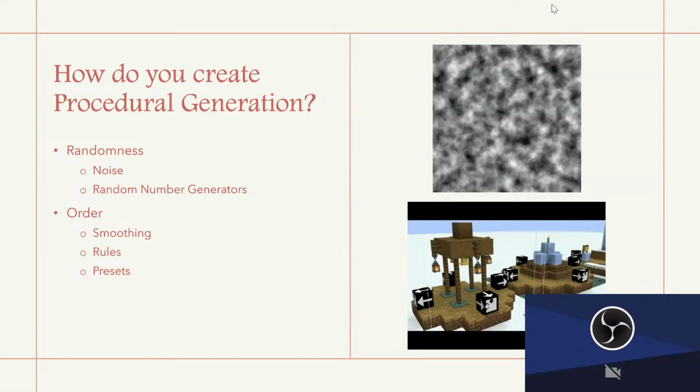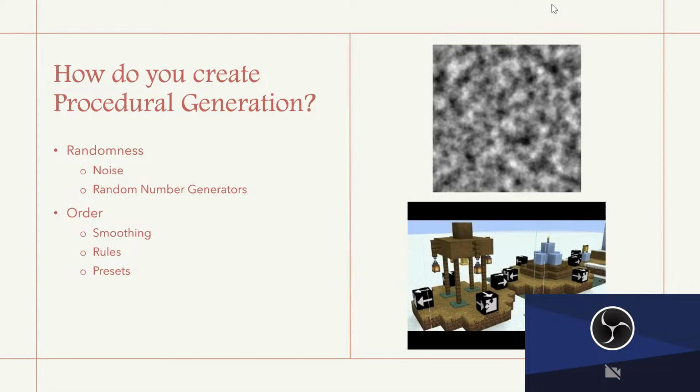Speaking of which, in terms of placing stuff, usually you want some level of order in how it's done. So one of the simplest methods of doing order is just smoothing. So let's say I took that noise, but I want to make sure the transitions were a little more gradual. That's where smoothing comes in. I can make it so it averages everything around each pixel so that it becomes a little more gradual in those transitions.